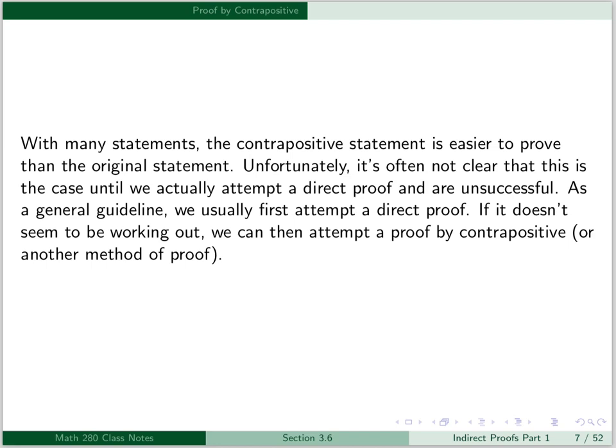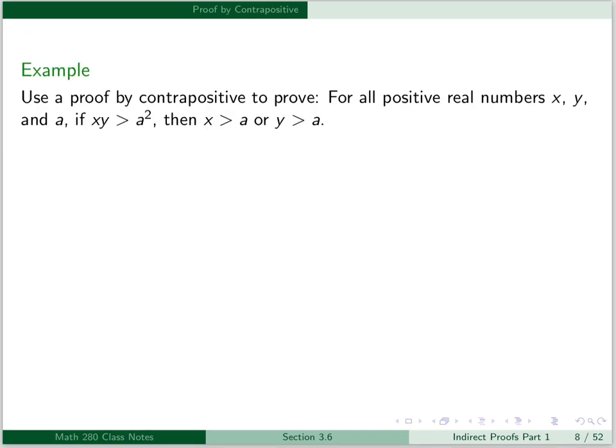With many statements, the contrapositive statement is easier to prove than the original statement. Unfortunately, it's often not clear that this is the case until we actually attempt a direct proof and are unsuccessful. As a general guideline, we usually first attempt a direct proof. If it doesn't seem to be working out, we can then attempt a proof by contrapositive or some other method of proof, as we'll see later in the course.